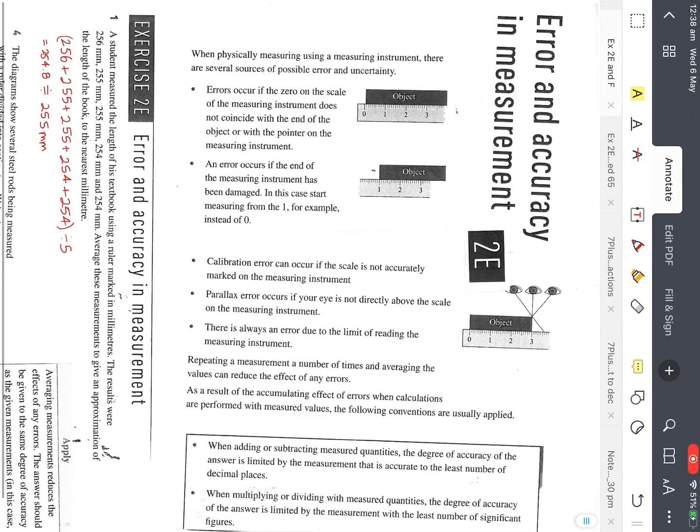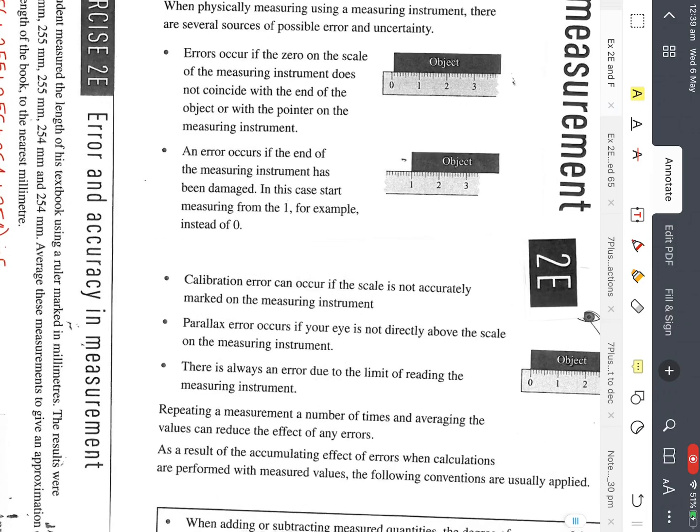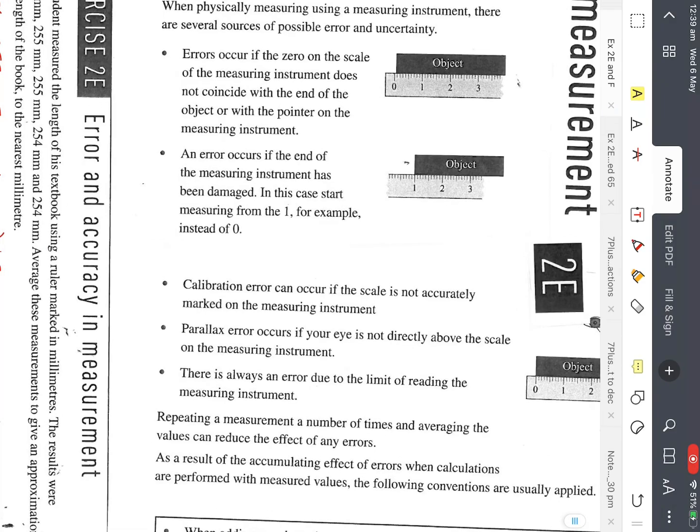When physically measuring using a measuring instrument, there are several sources of possible error and uncertainty. Okay, we make mistakes. I know that. So let's go over what some of them are. So make that a bit bigger so I can read it.